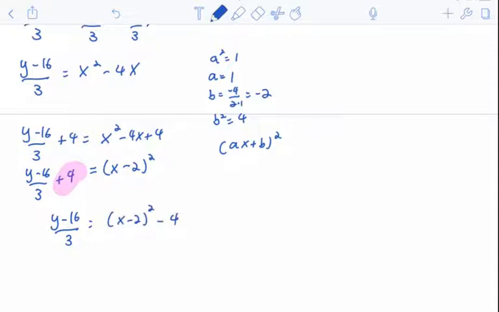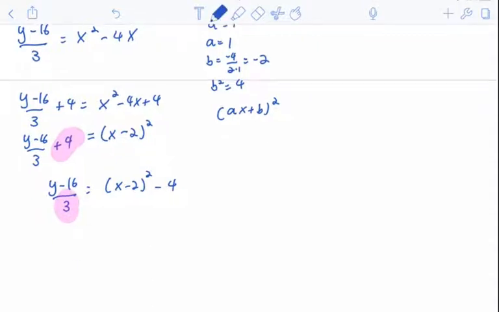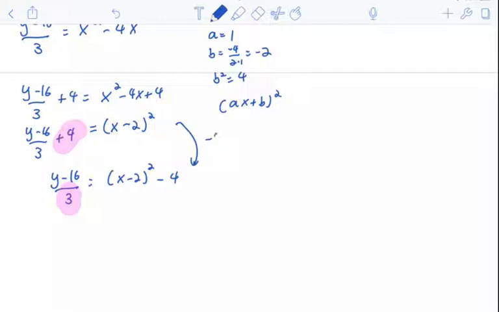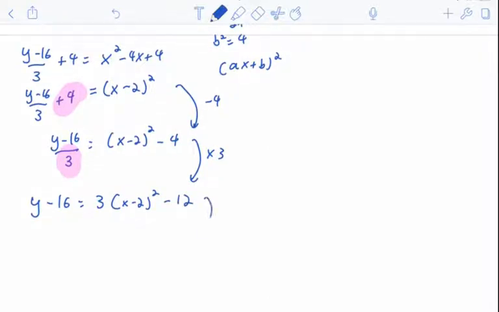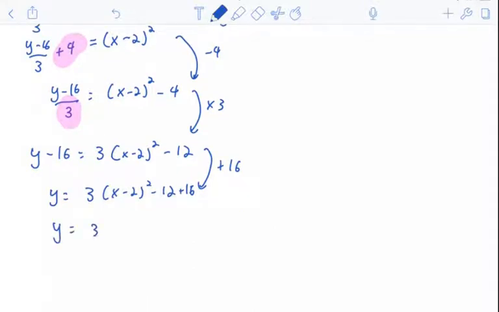Now for this 3, I'm going to multiply both sides by 3. You get y minus 16 is equal to 3 times x minus 2 all squared minus 12. And the last step, I'm going to add 16 to both sides, plus 16, which becomes y equals 3 times x minus 2 all squared plus 4. Ta-da! And that's my final answer.